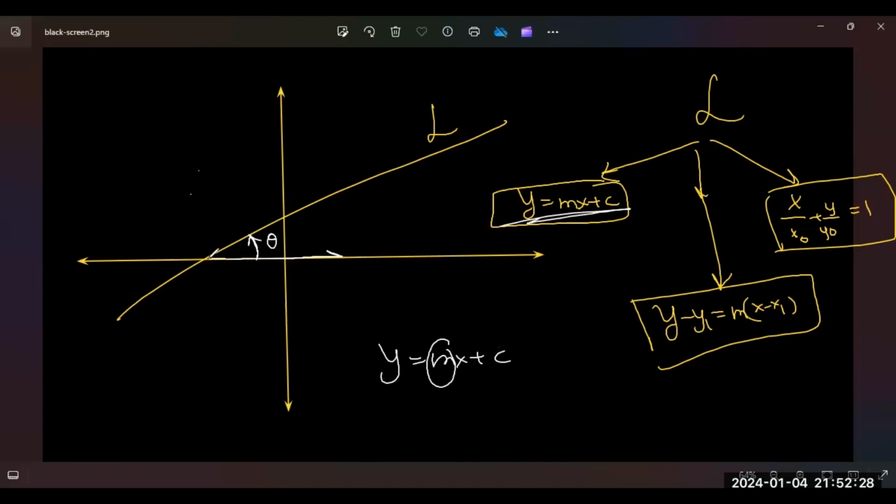And you may ask, what is this angle of inclination? Taking the positive side of the x-axis, when you curl your hand towards the line, whatever angle it makes, this angle is called the angle of inclination.